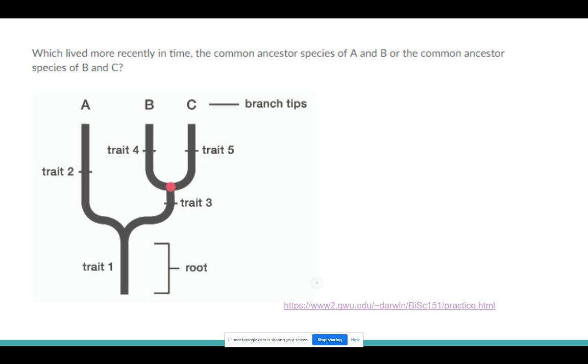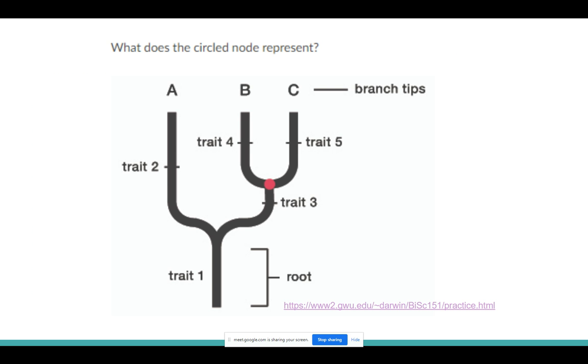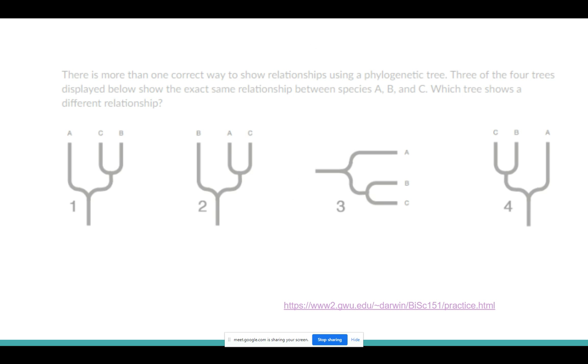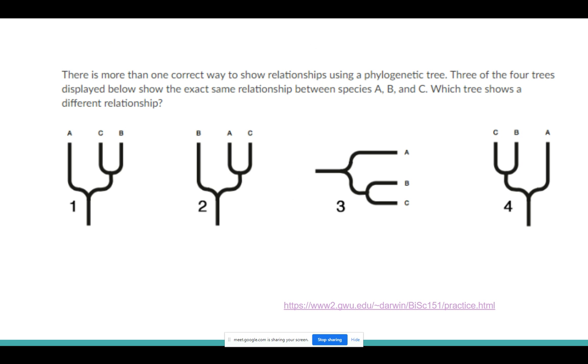All right. We're going to kind of skip this one. The red node we were just talking about, that's the common ancestor of B and C, right? That's the point where those two species kind of diverged. So we just talked about that one, so we don't need that one. Take a look at this one.